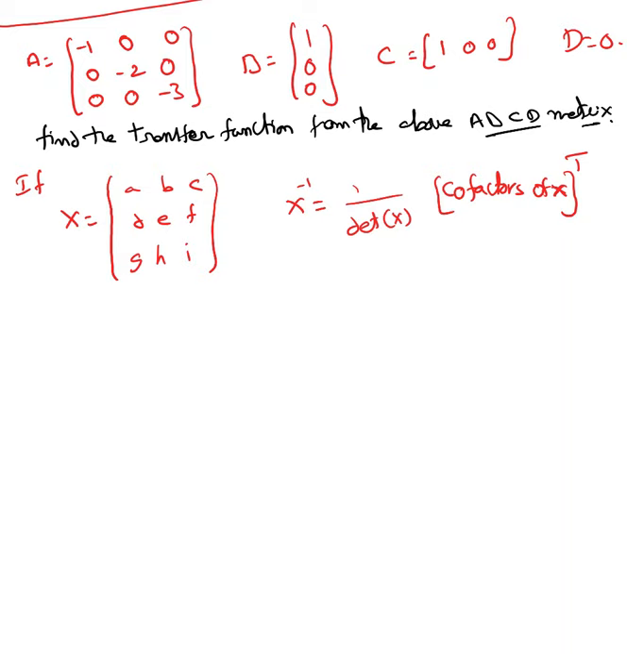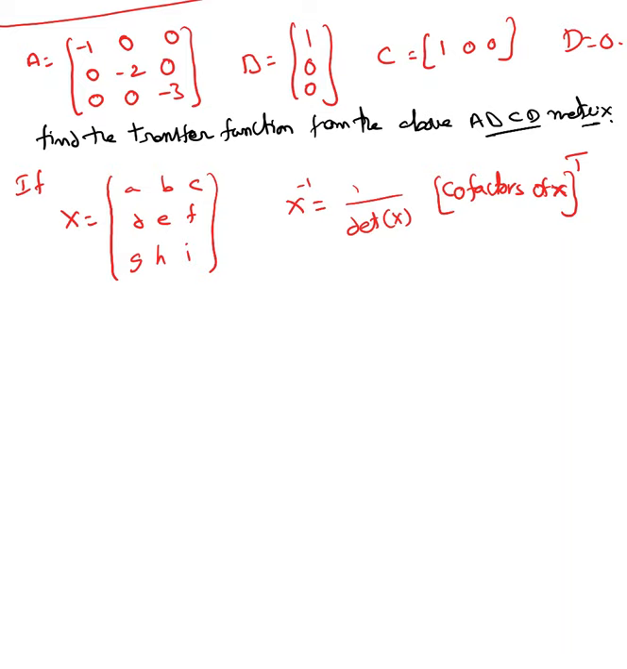tricky process. So basically there are four important steps. The first one, step 1, is to calculate the minor of an element. How do you find the minor of an element?